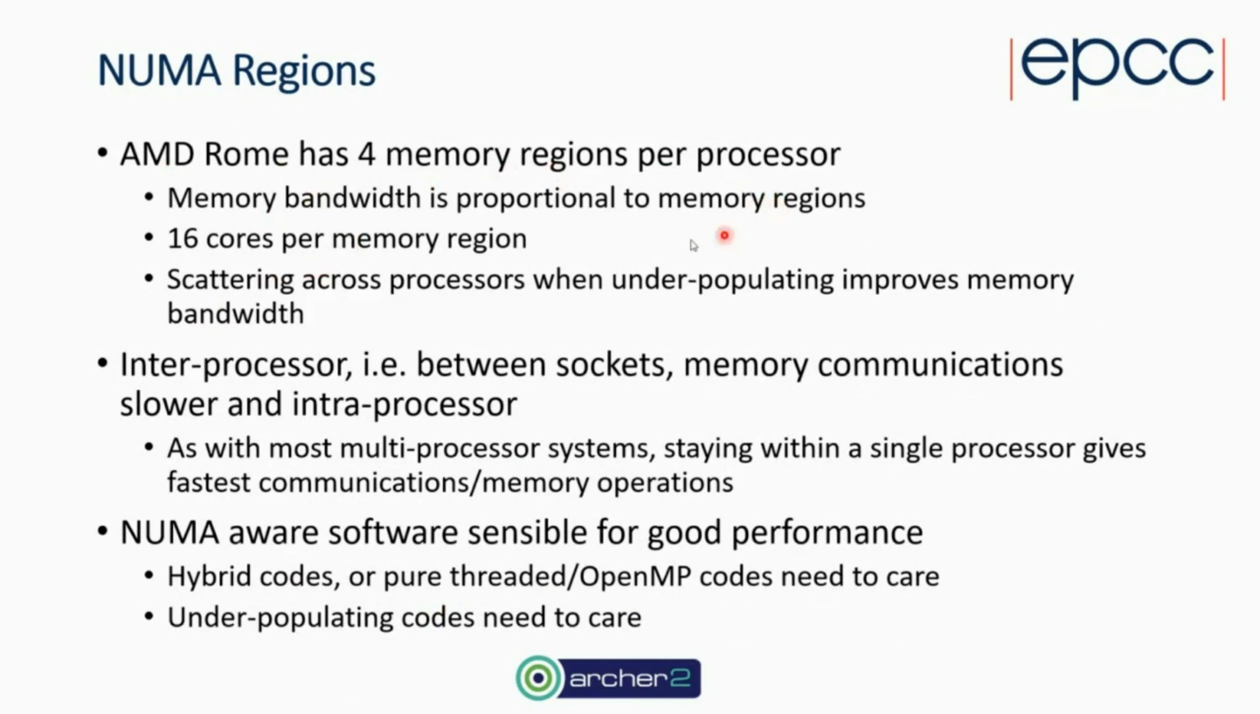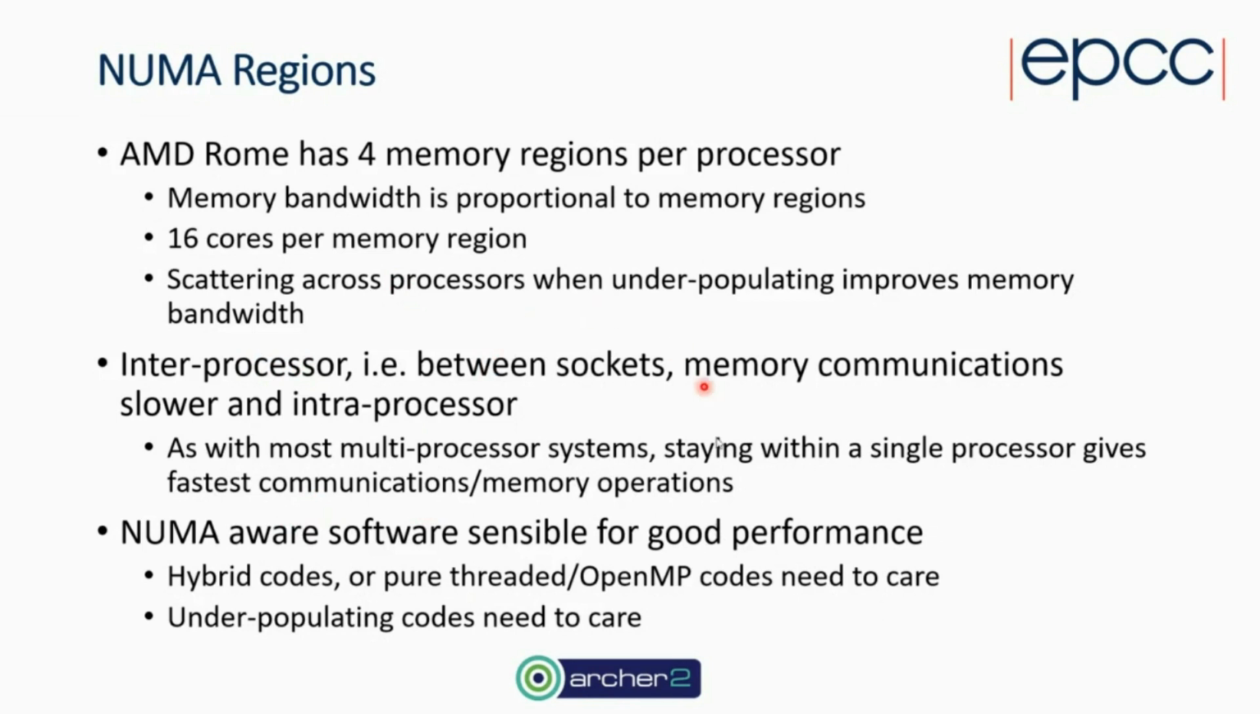Memory bandwidth is proportional to memory regions on the processor. So each processor has these 4 memory regions. There's 8 in total, 16 cores per memory region. But to get the full memory bandwidth of the processor, we need to be able to use all these memory regions at once. So if you're underpopulating, i.e. if you're not needing to use all 128 cores, then it may be beneficial to scatter across the processor to give you improved performance.